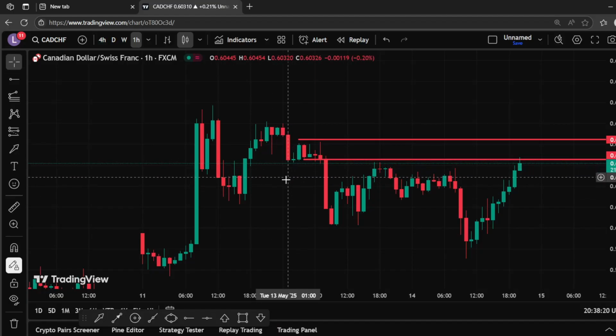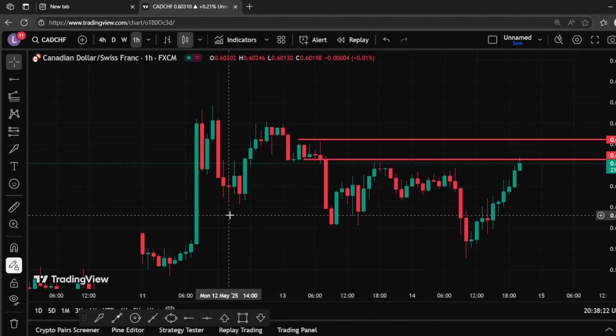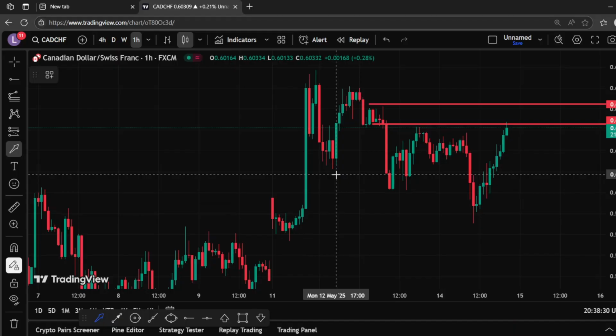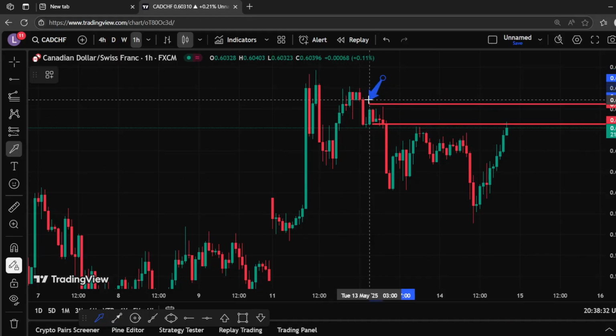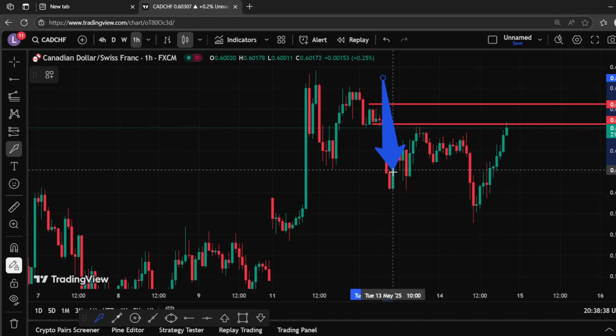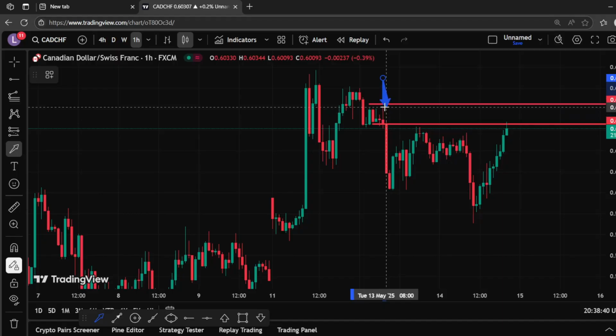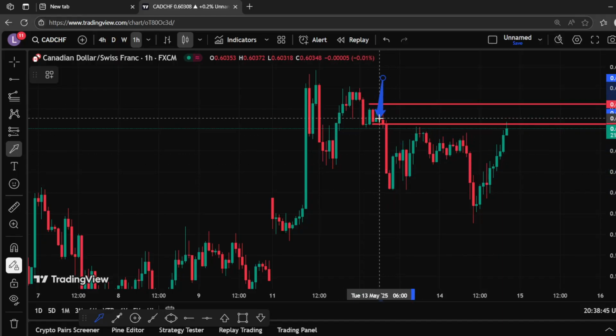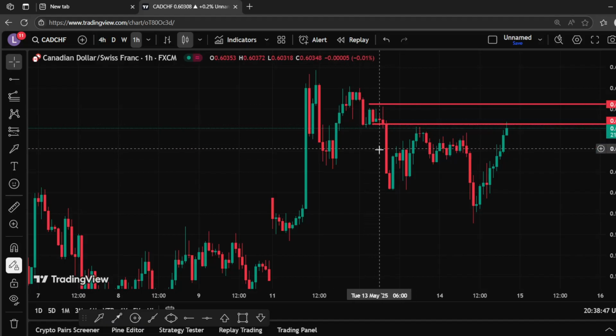So this was the supply zone identified. Why do I think this is a supply zone? So we have this massive red candle drop. We have this base, and then we had this drop of this supply zone. Yeah. So we dropped off the level of the supply zone. So this is a supply zone that is fresh.